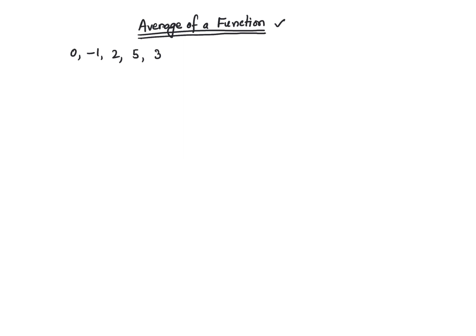So you have 5 numbers here. To find the average of these 5 numbers, what do you do? You add these 5 numbers and divide by 5. So what is the sum of these 5 numbers? 5 plus 3 is 8, plus 2 is 10, minus 1 is 9. So your sum is 9, and if you divide it by 5, it's going to be 1.8. That's how you find the average.